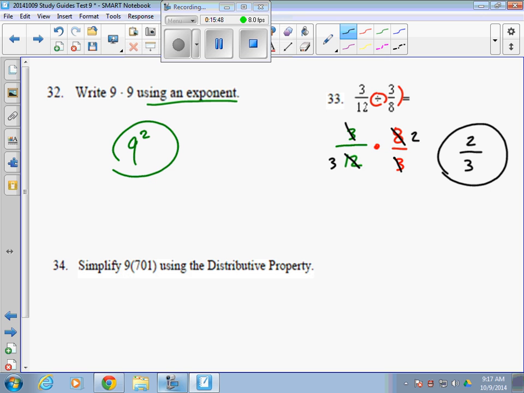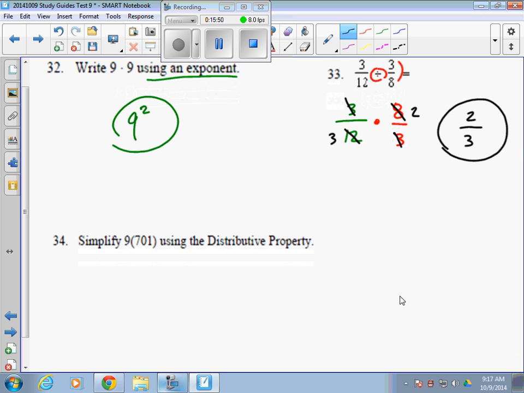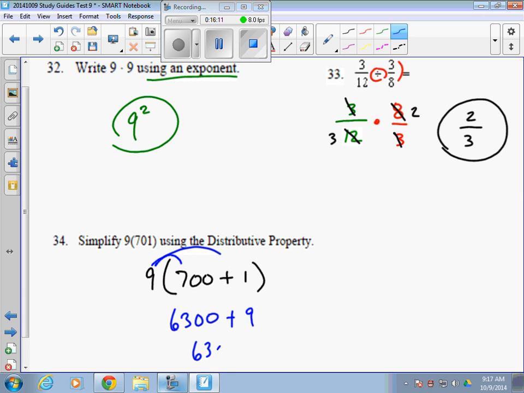And then the last one says solve 9 times 701 using the distributive property. 9 times 700 plus 1 is using the distributive property. 9 times 700, we know 9 times 7 is 63, and then just make it say 100. And then plus 9 times 1 is plus 9, 6,309. That's using the distributive property.